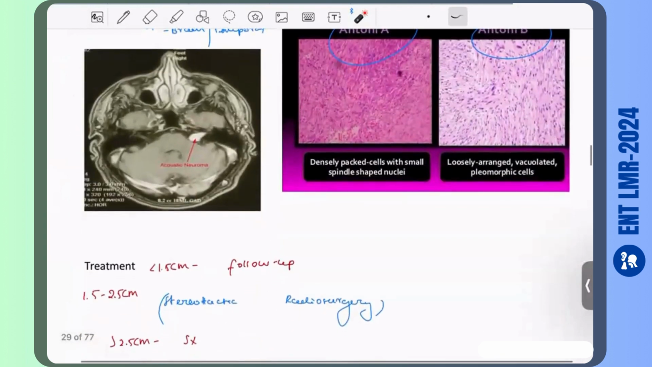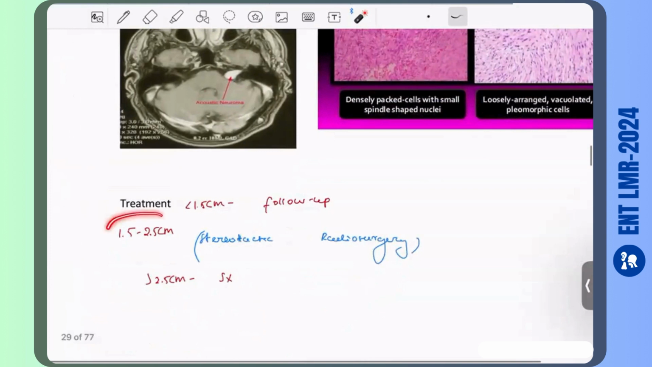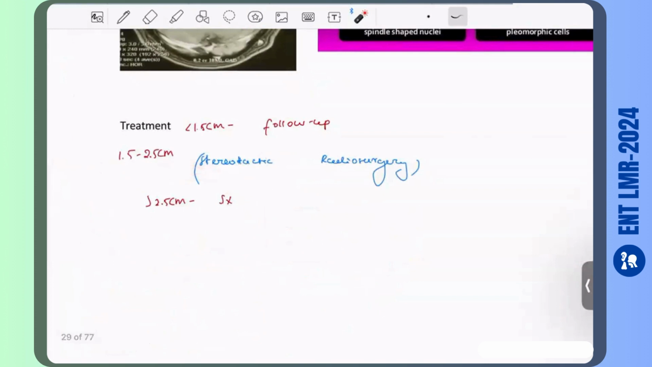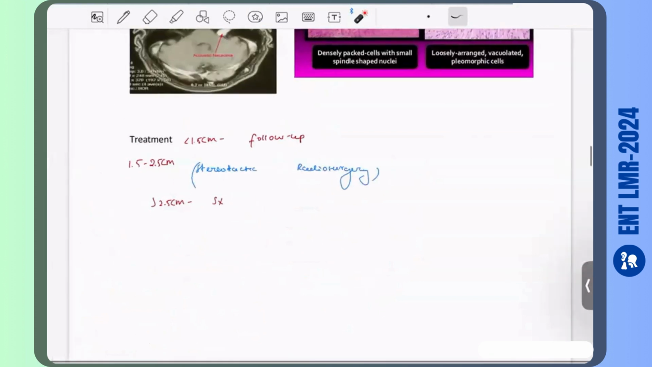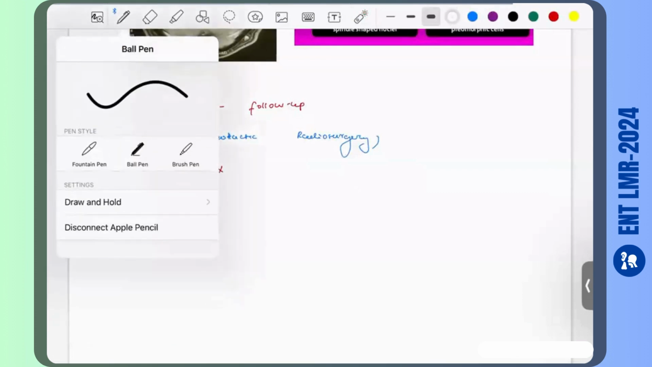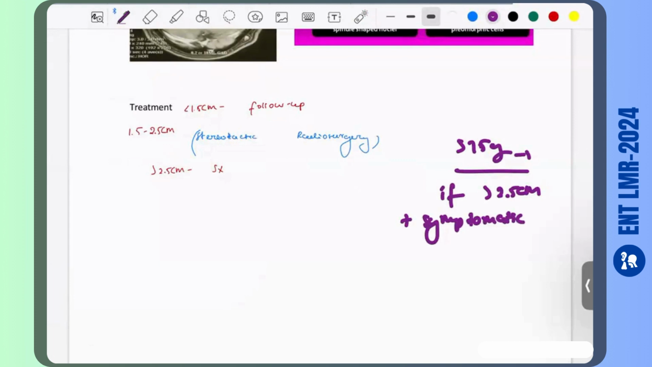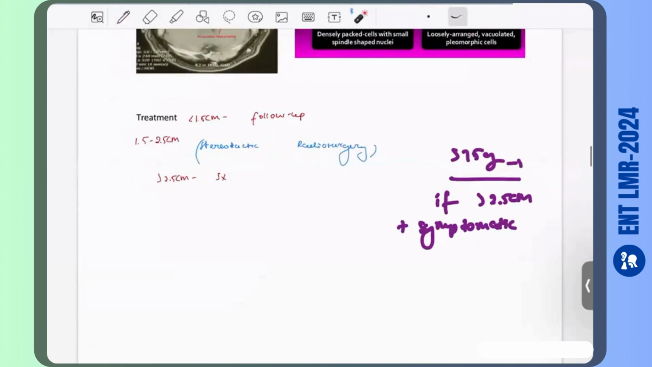So what is the treatment? As it is a benign tumor, if it is less than 1.5 centimeters, you do follow-up for symptoms. For 1.5 to 2.5 centimeters, you do stereotactic radiosurgery irrespective of age. More than 2.5 centimeters needs open surgery. For patients more than 75 years, you should treat only if it is more than 2.5 centimeters and symptomatic. Only if it is symptomatic.